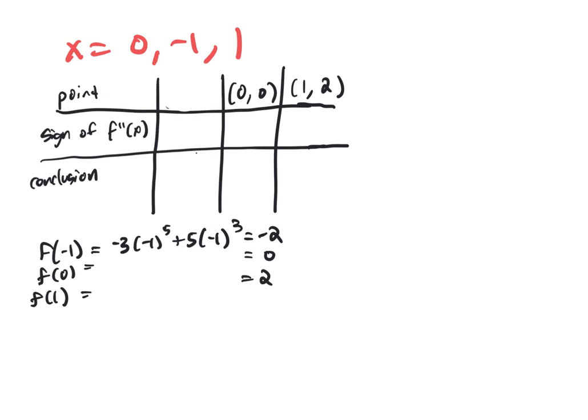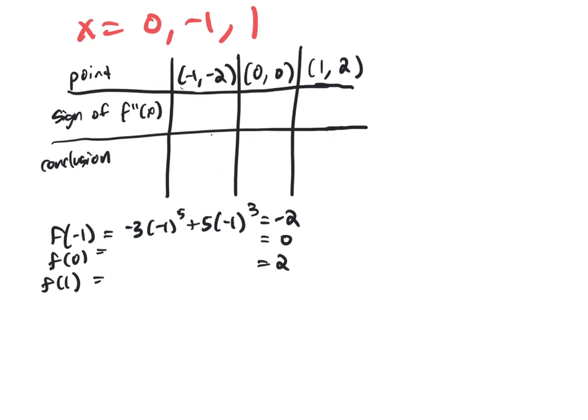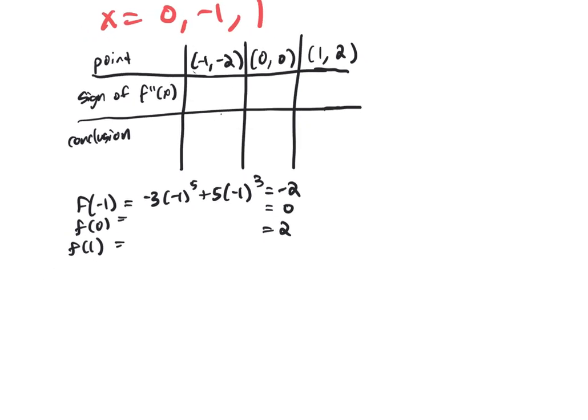A little more clear. It's going to be negative 1, negative 2. So we got negative 1, negative 2, 0, 0, and 1, 2. So what we're going to do is check the sign of the second derivative. So now what I'm going to do is plug those same values into the second derivative. And again, speed up the video here just a little bit.